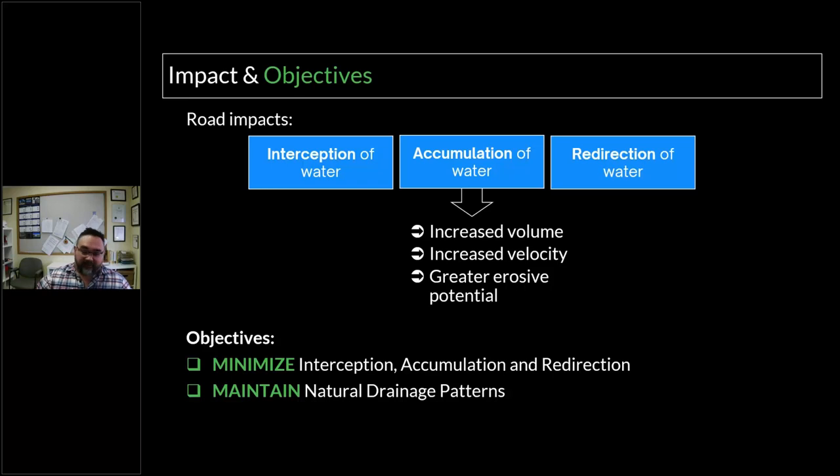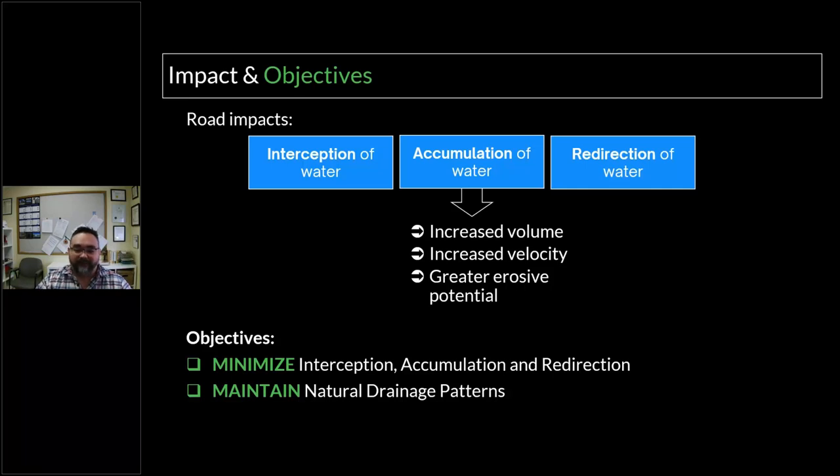One of the best ways to address those things is to try to maintain natural or pre-development drainage patterns. Those are concepts we need to bring through this whole webinar. So again, as a recap, how does water flow? What are the important things to remember?